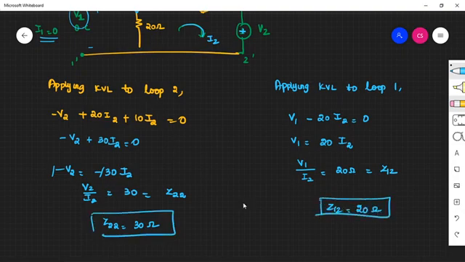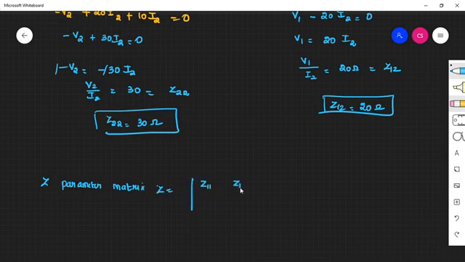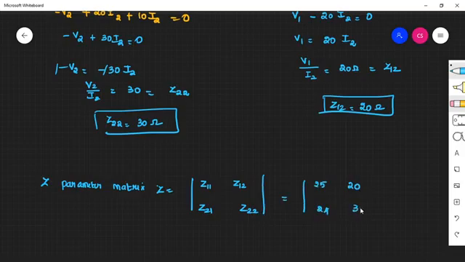Therefore, finally writing the Z parameter matrix. So the Z parameter matrix is given by Z is equal to Z11, Z12, Z21 and Z22. And the values we got are 25, 20, 24 and 30. So this is the required Z parameter matrix for the given circuit.